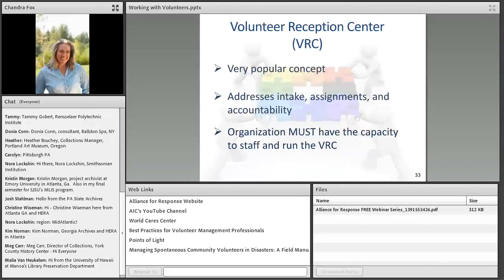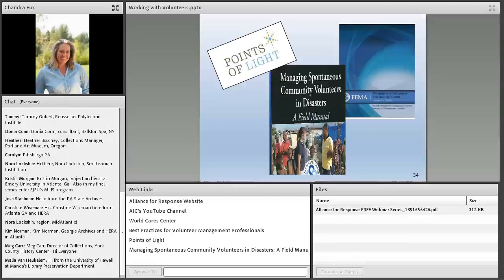The only issue, of course, is that the organization running the VRC needs to have the staff capacity to do it. There are resources required to stand up a VRC. So be aware of that. It is an option. It's a very good option, but just make sure that you have the capacity to actually pull it off.